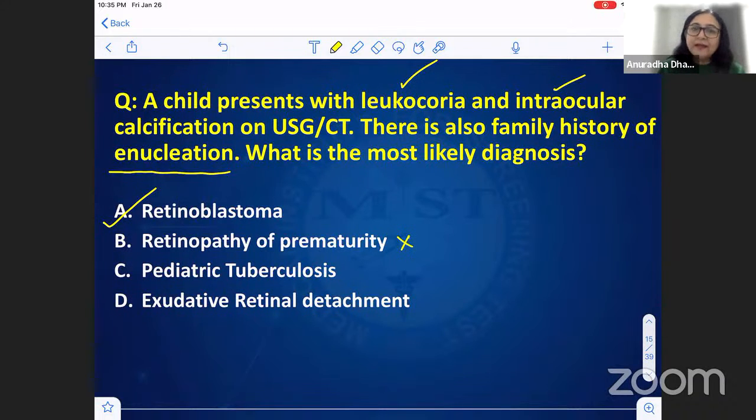We know leukocoria can be present in retinopathy of prematurity when it is stage 5, total retinal detachment, but there is no link of family history in retinopathy of prematurity, or you will not see any calcification in that case. It is not pediatric tuberculosis. Tuberculosis can cause uveitis in the eye, but we are not going to see calcification. Again, no relevance of family history for enucleation. Exudative retinal detachment can be present with choroidal tumors, but again, it will not show up intraocular calcification specifically in a child. So the rest of the choices do not fit into the clinical scenario presented in the question.